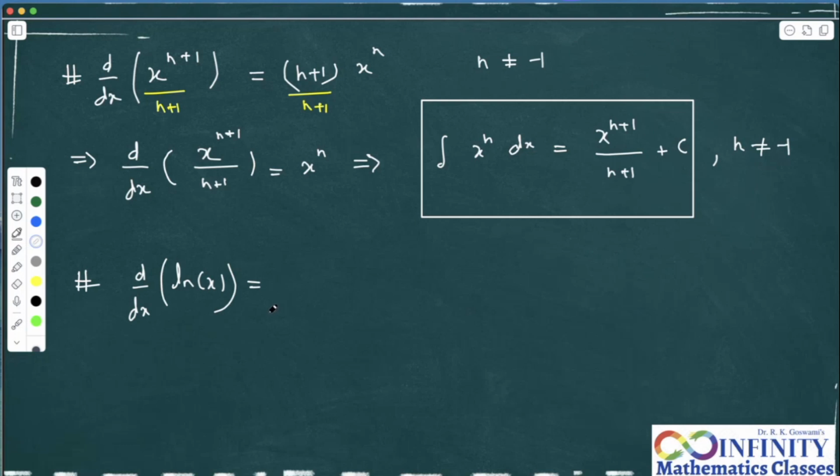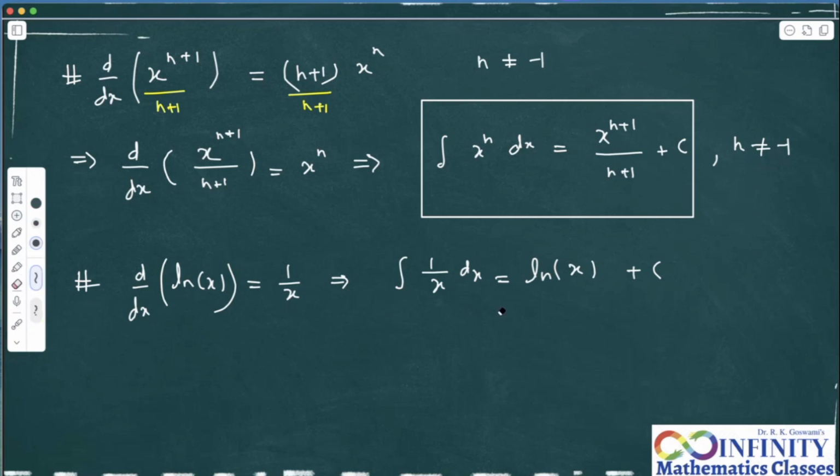Ln of x. Is it 1 over x? Perfectly okay. So if it is 1 over x, that means using the antiderivative, the integration of 1 over x dx is going to be how much? Ln x plus c.